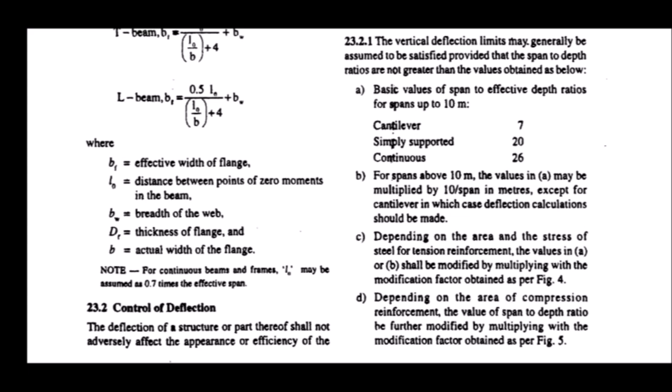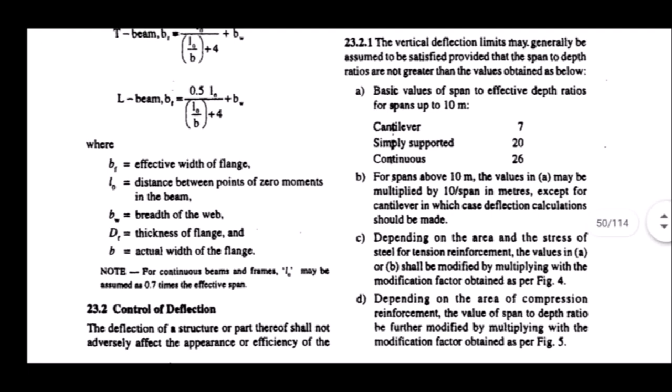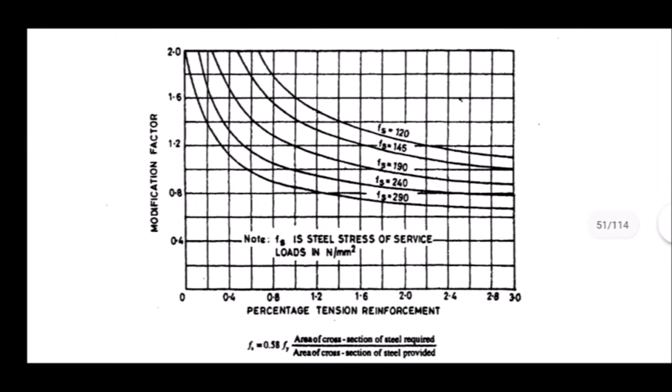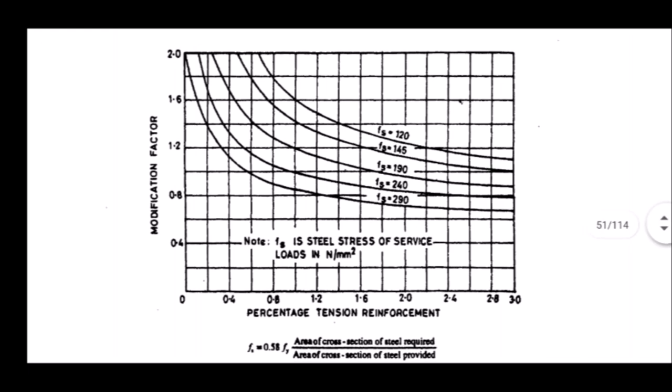We have to multiply this with a factor called the modification factor. You may see it in point (c), and to find the modification factor, we get the value from Figure number 4. So let's go to Figure number 4. Now, in Figure 4, look, in this graph, on the x-axis there is the percentage of tension reinforcement, on the y-axis there is the modification factor, which we have to find ultimately. And these curves are the values of fs. So depending upon the percentage of steel and the value of fs, we have to find the modification factor, which we multiply with the span to depth ratio to get the maximum span to effective depth ratio.